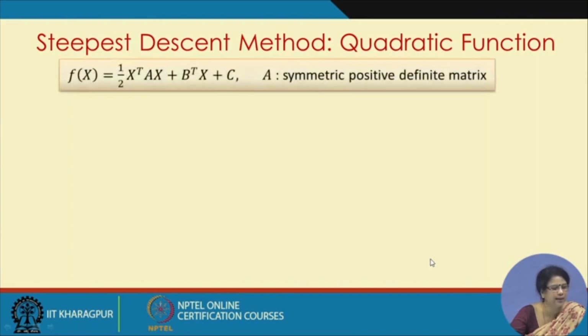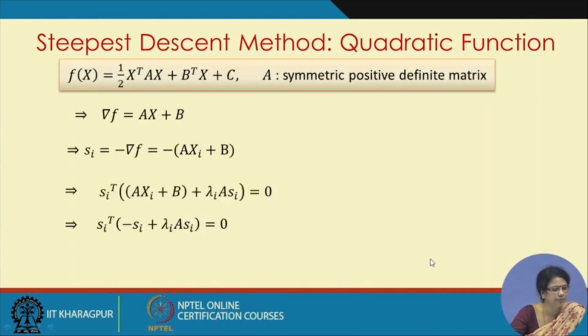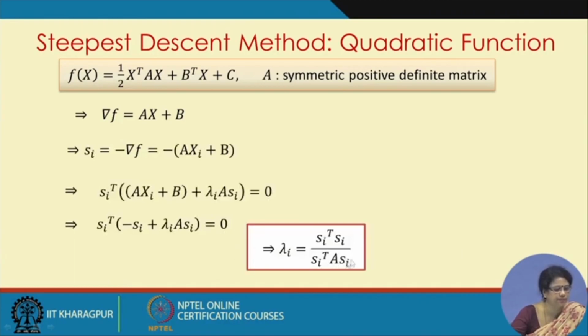This can be calculated this way. We can very easily calculate this as this one, I just repeated the same calculations for you, and from here you see we are getting the optimal value of the step length at any iteration is equal to si transpose si divided by si transpose A si, where s is the gradient direction, the negative gradient direction for the minimization problem.